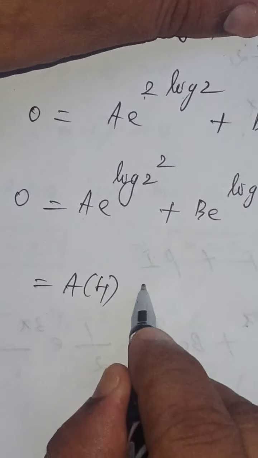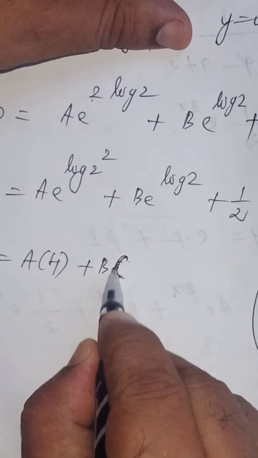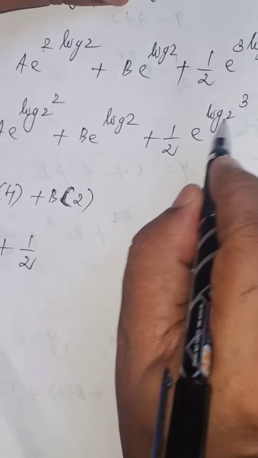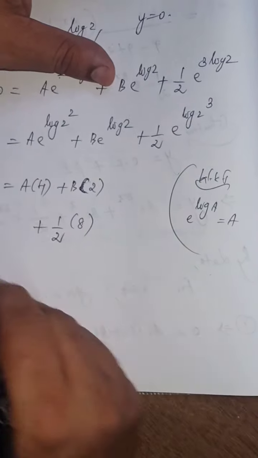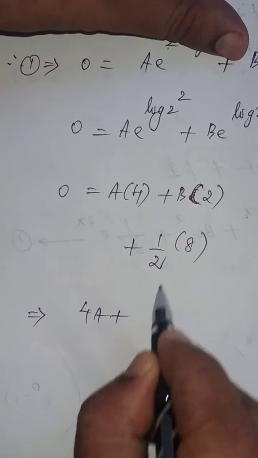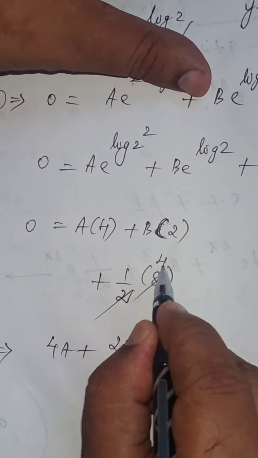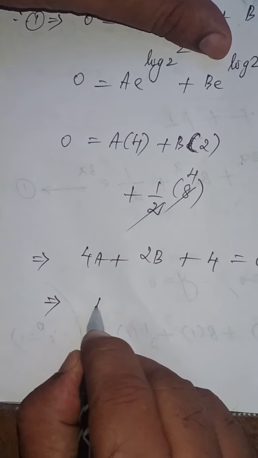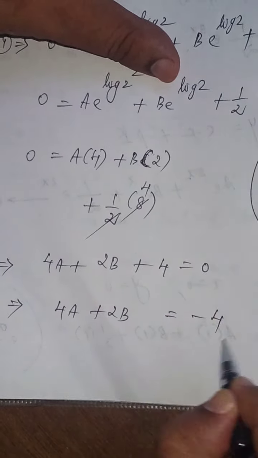2 square is 4. Plus b into e, and the log gets eliminated, you will get 2. Plus half into e, and the log gets eliminated, you will get 2 cube. 2 cube is equal to 8. That is equal to 0 on the left hand side. So 4 into a, 4a, plus 2 into b, 2b, plus 2 cube, how many times? 4 times. 4 ones are 4, that is equal to 0, which implies 4a plus 2b is equal to, plus 4 comes to the right hand side, minus 4.